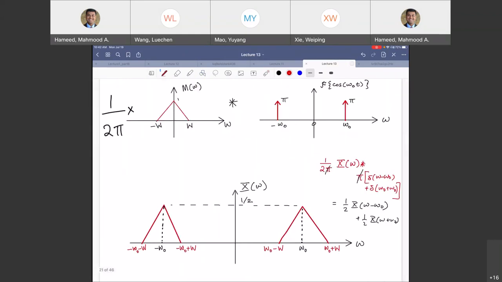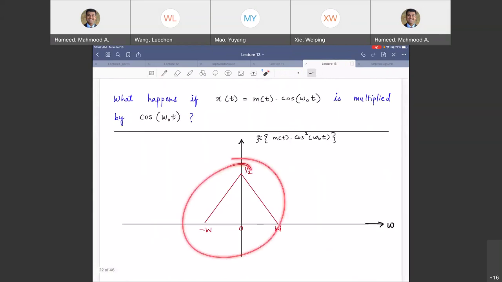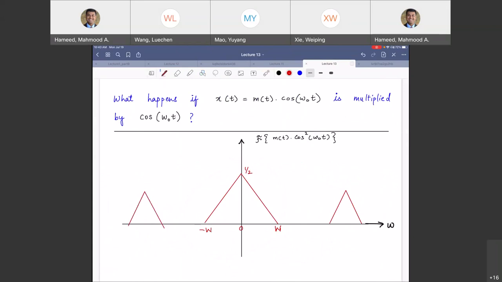Why is it going to be half? Well, if you look at this, this was half amplitude. 1/4 of it went here, 1/4 of it went here, and you got another 1/4 from here. So 1/4, 1/4 add up to half, right? So you got half over there. But then you're going to get two more triangles. One is going to be over here, and the other is going to be over here. Yeah? So what is the center frequency in this case and in this case? This is going to be 2 omega naught. This is going to be negative 2 omega naught. The widths are all going to be 2W, right? And here and here, the height, this is going to be 1/4, and this is going to be 1/4.